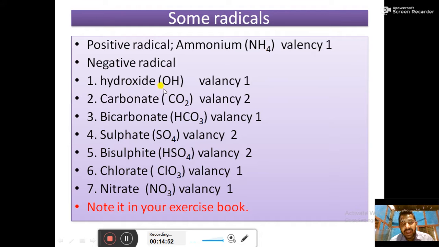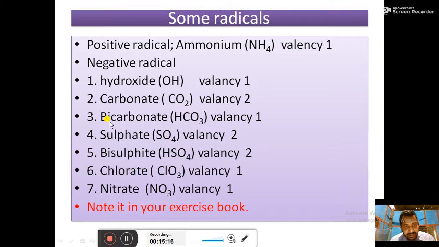Hydroxide, if you say hydroxide, you should say the symbol OH and valency 1. Now hydro means H, oxide, so OH. Remember in that way. Carbonate, CO3. I made a mistake over here. CO3, you should write as CO3, and valency is 2. Bicarbonate, HCO3, so valency is 1.